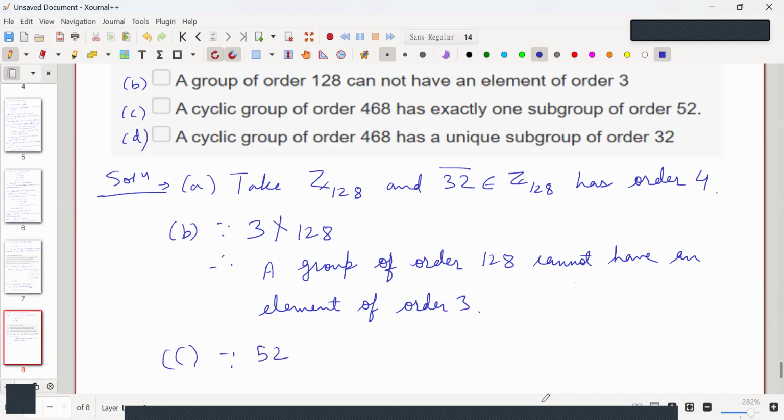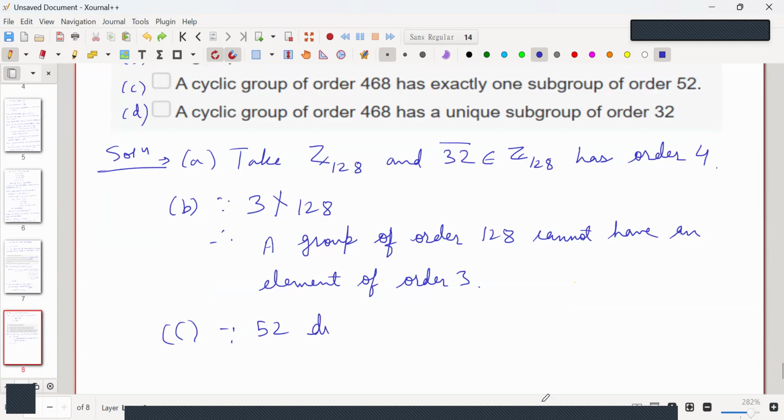Since 52 divides 468, or I should write it completely, otherwise this looks like a fraction. 52 divides 468, therefore there exists a unique subgroup of order 52 in Z468.